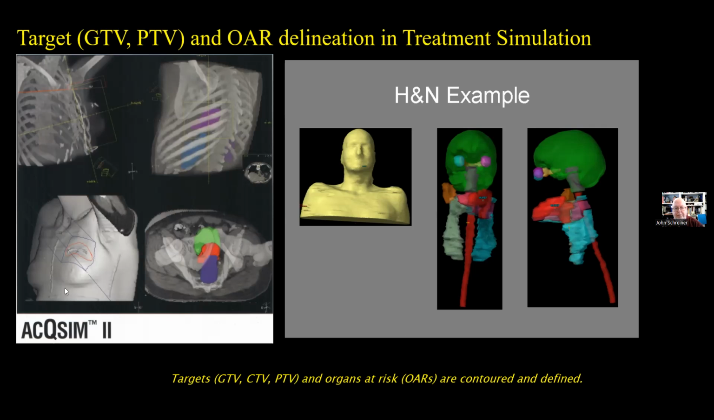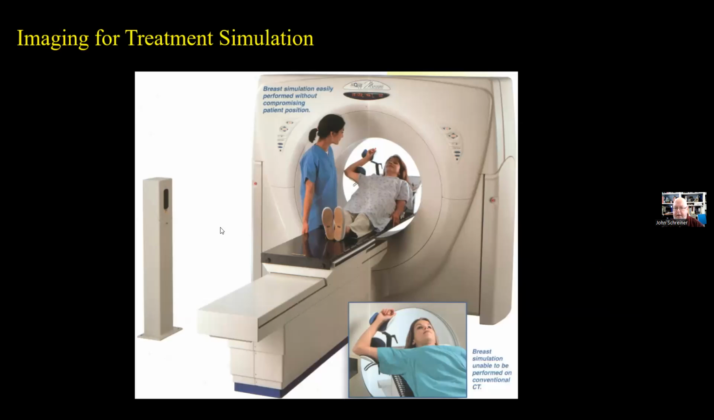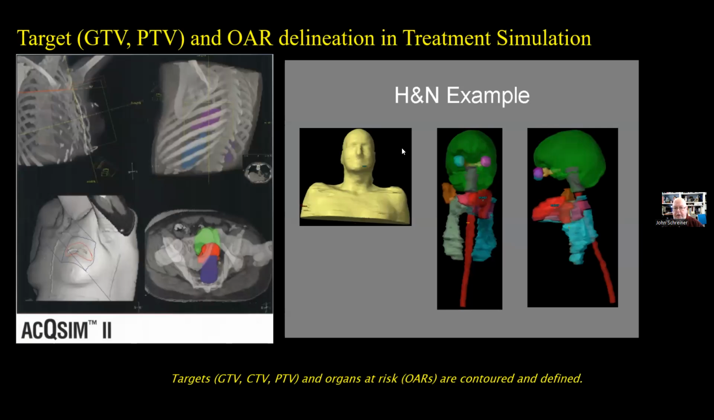So a physician will spend a considerable amount of time with the image sets from this CT scanner, delineating various organs. In the head and neck, they'll identify where the eyes are, where the brain is, the target they're trying to treat, and perhaps lymph nodes they might want to treat. They will identify things they would not want to treat, such as the spine. So they do this full delineation of targets and such.